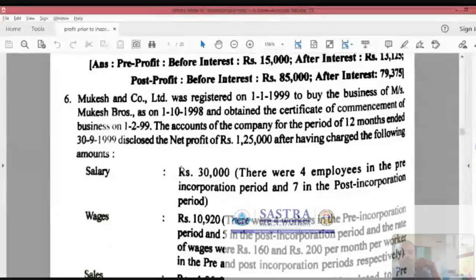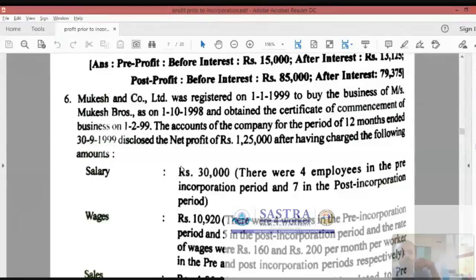Okay, so just to go through these questions, it's not comprehensive, but it's very important for calculating different ratios and distribution of expenses. Mukesh and Co. Limited was registered on 1/1/1999 to buy the business of Messrs. Mukesh Bros. as on 1/10/1988 and obtained the certificate of commencement of business on 1/2/1999.